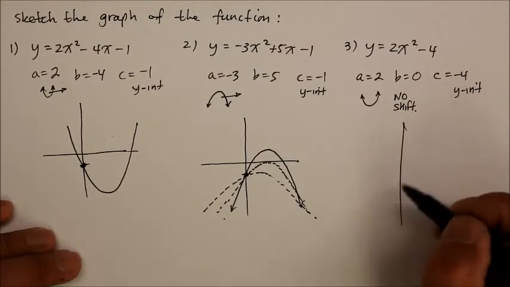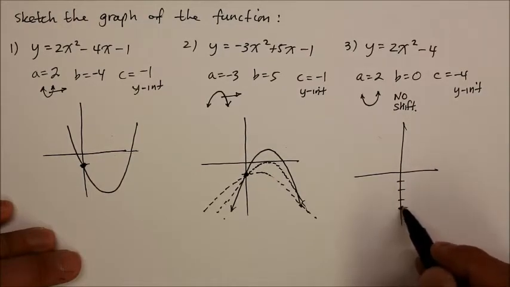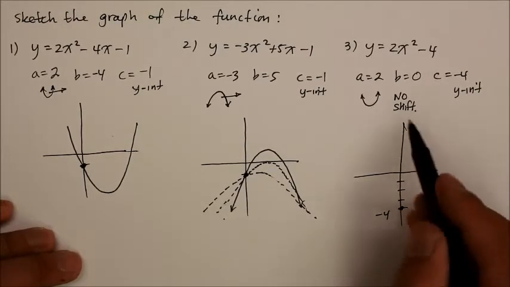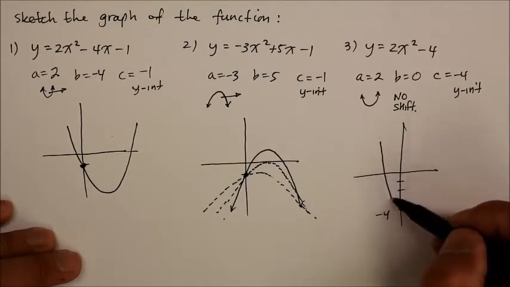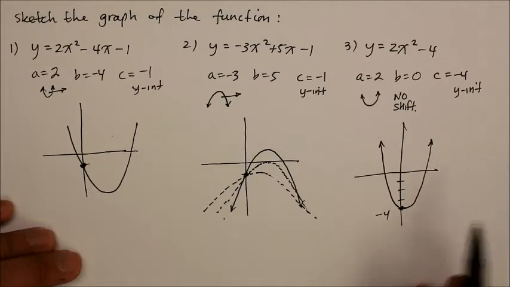So if I sketch this guy, the y-intercept is -4. 1, 2, 3, 4 down here. It's not shifting, but it's opening up. It will look something like this. There it is. Test-taking strategy. Go get 'em.